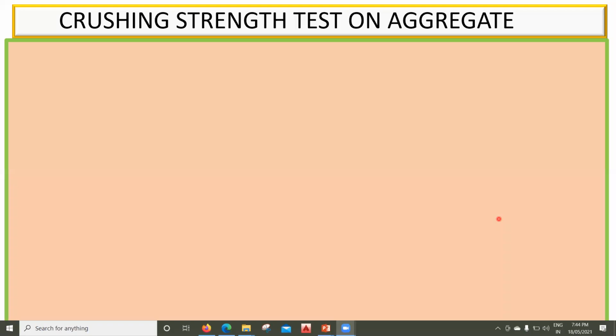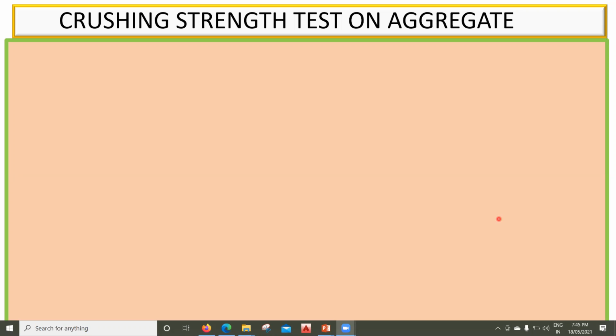Hello learners. In this lecture, we will see how the crushing strength test on the aggregate is done. The testing of aggregate has to be done so we get an idea whether the aggregates we are going to use are of good quality or not. There are certain standards given by the Indian Standards. Based on that, we'll try to see whether they fall in that particular category and whether we can make use of those aggregates or not.